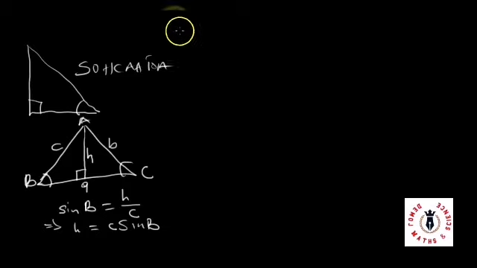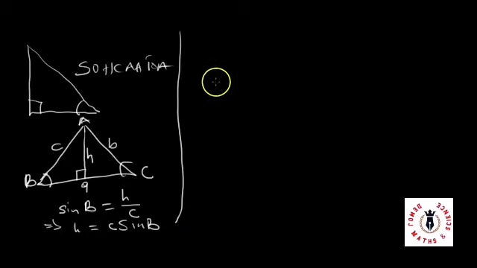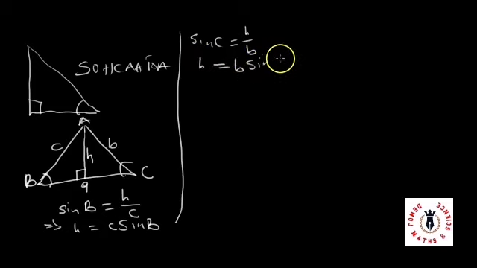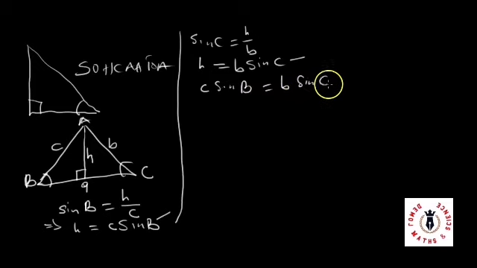The same thing applies if you now take the angle at C. If I now consider the angle at C, sine of C will be equal to opposite, which is still this H, over hypotenuse. That will be equal to H over small b. Now cross multiply again, we'll have that H is equal to b sine C. Now if H is equal to b sine C and the same H is equal to c sine B, obviously I can come to say that c sine B is equal to b sine C.